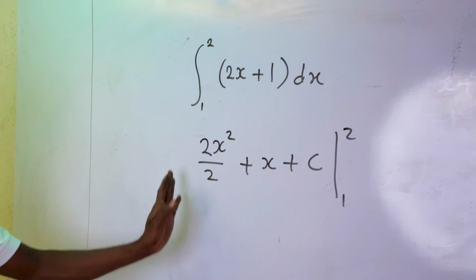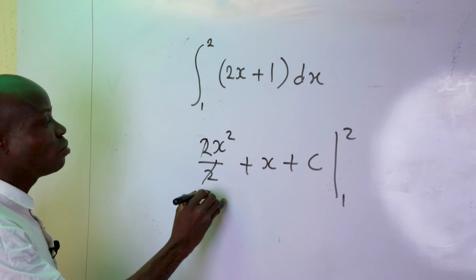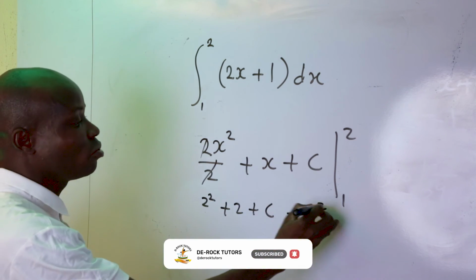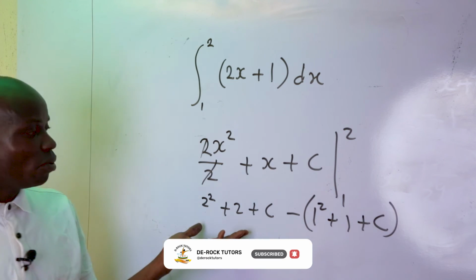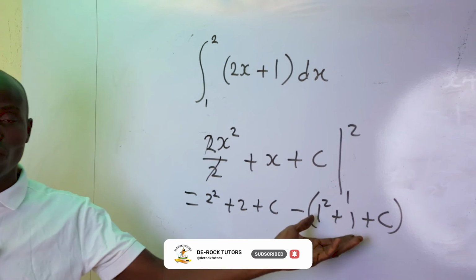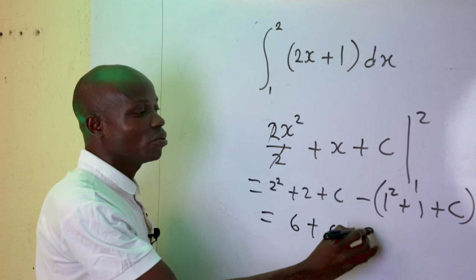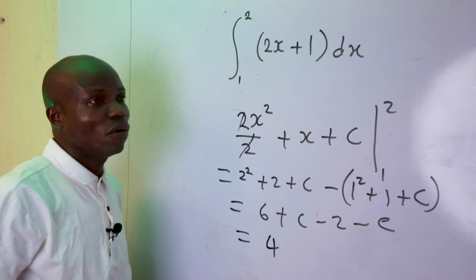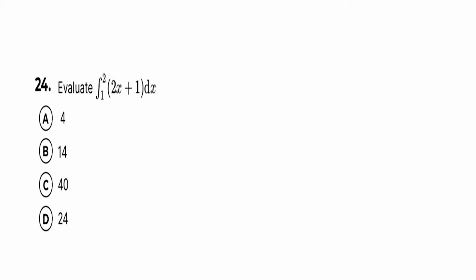So substituting these values in the equation, 2 cancels 2 here. So we have 2 raised to the power 2 plus 2 plus c, minus 1 raised to the power 2 plus 1 plus c. So with this, we have 6 plus c minus 2 minus c, and the answer gives us 4, making the correct option in number 24 to be option A.